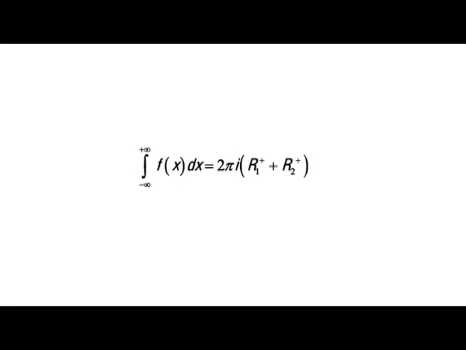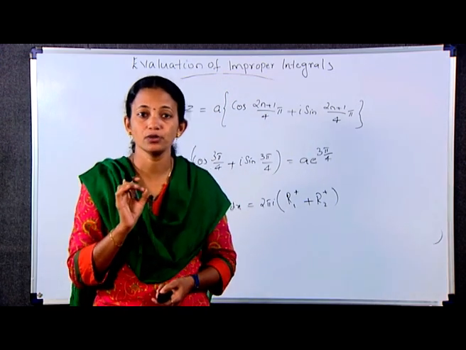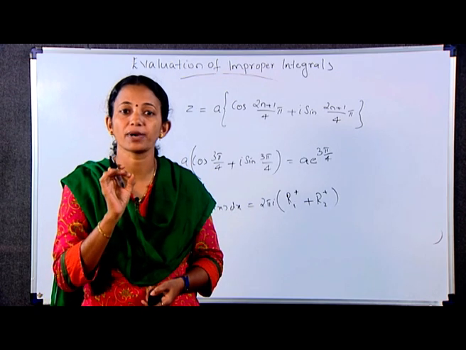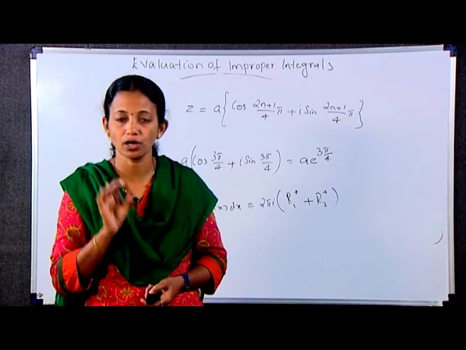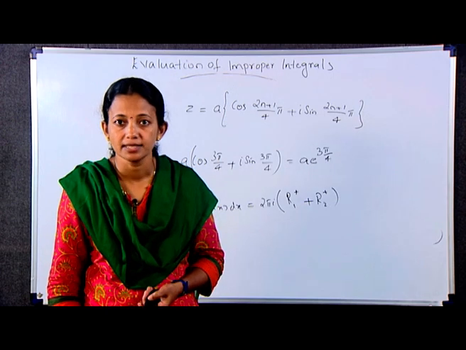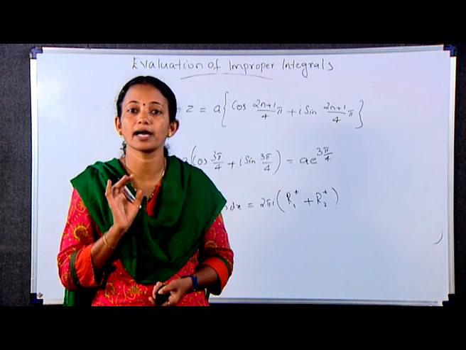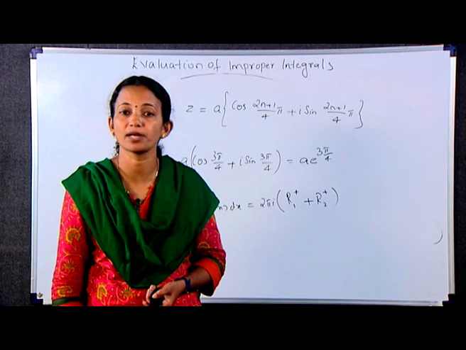Hence, the integral from minus infinity to plus infinity of f(x) dx is equal to 2 pi i into R1 plus R2, where R1 is equal to the residue at z is equal to a into cos pi by 4 plus i sin pi by 4 of 1 by z raised to 4 plus a raised to 4, which is equal to the limit as z tends to a into e raised to i pi by 4 of z minus a into e raised to i pi by 4 into 1 by z raised to 4 plus a raised to 4.